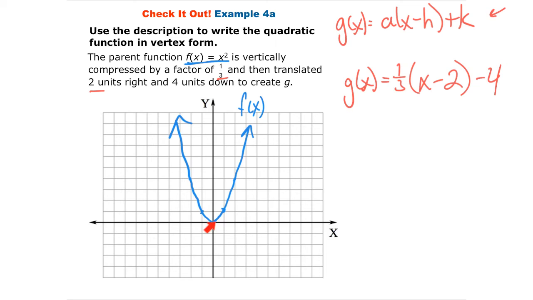To graph this, I first go 2 units right, 4 units down, put my vertex right there, and then because it's vertically compressed, it's going to be wider. I don't need to be real precise right now, I'm just trying to see what this would end up looking like. Also, feel free to graph it on Desmos if you want to double check your work.